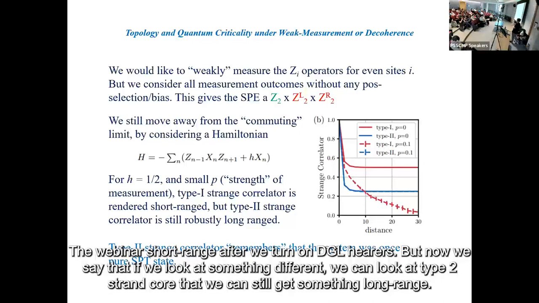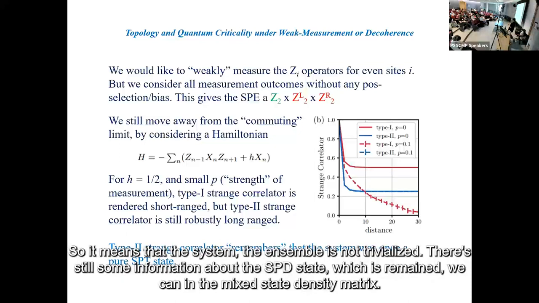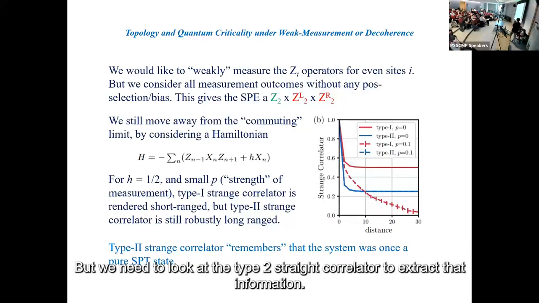But now if we look at something different, at the type 2 strain correlator, we can still get something long ranged. So it means that the ensemble is not trivialized. There is still some information about the SPT state which is retained in the mixed state density matrix. But we need to look at the type 2 strain correlator to extract that information.